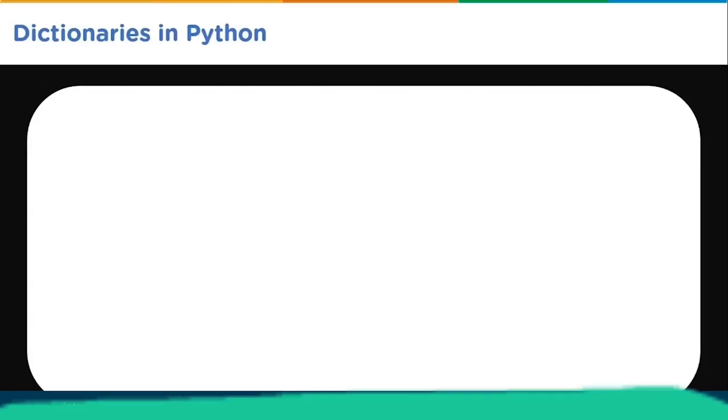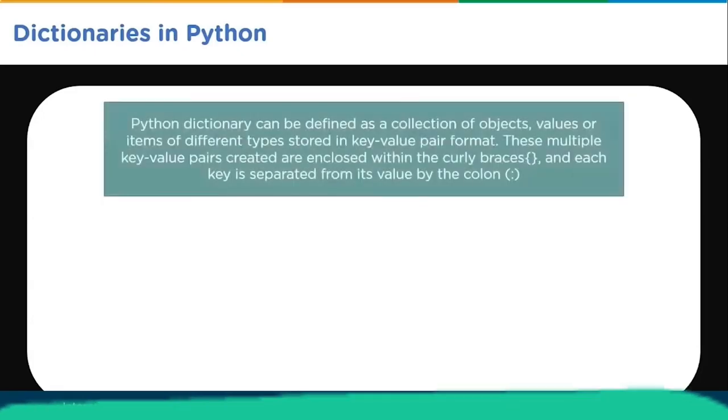And similarly, if we talk about a dictionary, if you want to understand the meaning of a word, you go to that page and you look at the word and understand the meaning of it. So this type of concept where you have a key and corresponding to that you have a value, we can achieve this with the help of dictionaries. Python dictionary can be defined as a collection of objects, values, or items of different types stored in key value pair format. These multiple key value pairs are enclosed within curly braces, and each key is separated from its value by a colon.